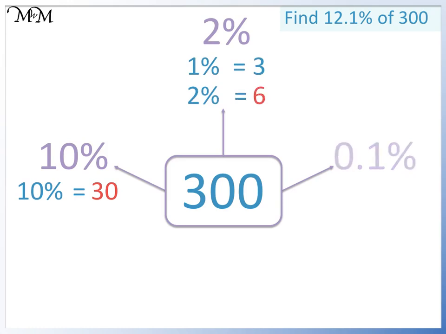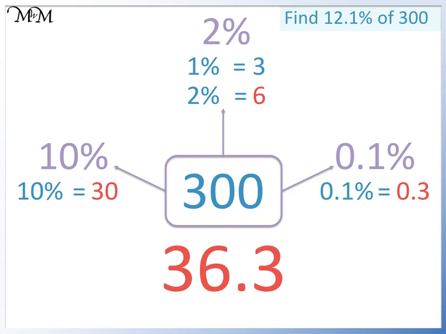Finally, 0.1%. We already know that 1% is 3, so to find 0.1%, we can divide 3 by 10, which equals 0.3. Alternatively, we can divide 300 by 1000, which also gives us the answer 0.3. To find our final answer, we add 10%, which is 30, 2%, which is 6, and 0.1%, which is 0.3. 30 plus 6 equals 36, plus 0.3 equals 36.3.